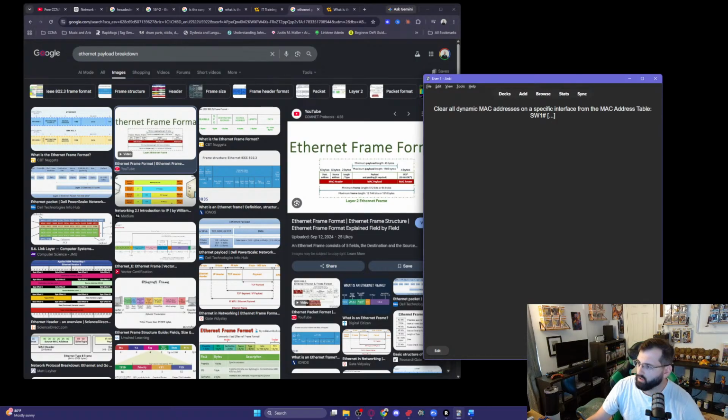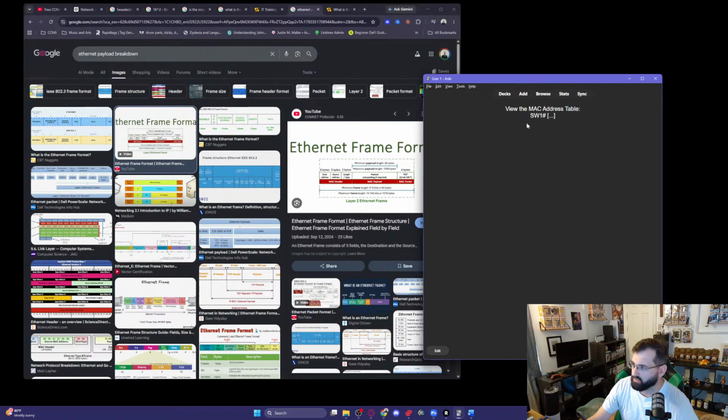Clear all dynamic MAC addresses. So it's literally clear. Is it clear all or is it just clear MAC address table dynamic? Clear MAC address dynamic interface ID. I need to practice some of these. What is the Ethernet type code for ARP packet? I don't know. Oh man. Okay. Clear all dynamic MAC addresses from the MAC address table. Clear MAC address table dynamic.